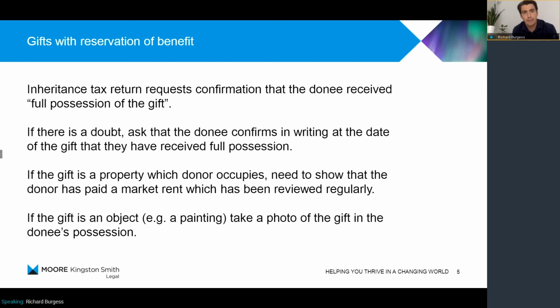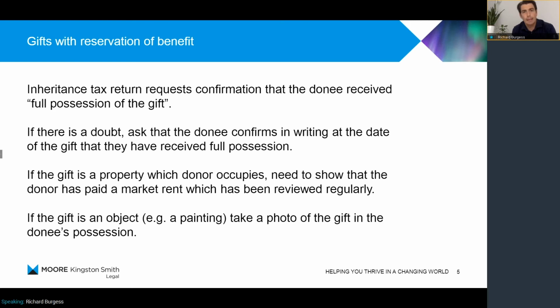So HMRC's position, and it's set out in the inheritance tax return, is that the donee must receive full possession of the gift. Now, if there's any doubt as to whether or not the gift is in the donee's full possession, again, a deed might be the way to go there, just to have the donee confirm that yes, they have full use and access to the gift, and that the donor has no claim on it.